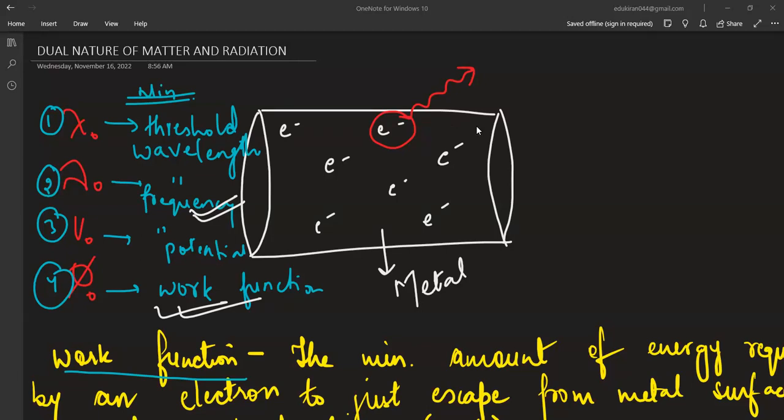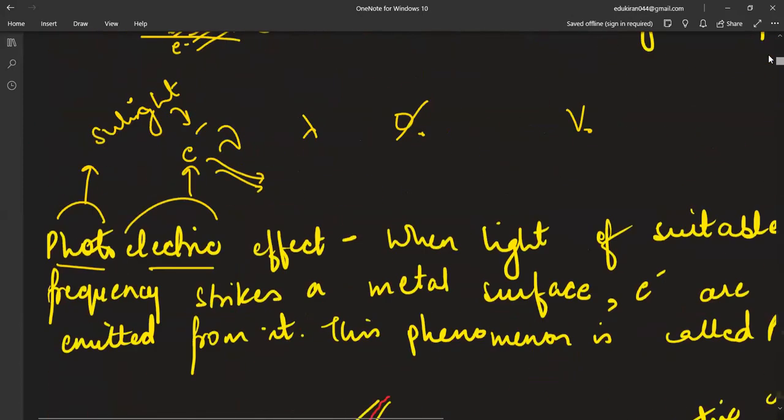All right. In the last class, I had told you some definitions about threshold wavelength, threshold frequency, threshold potential, and the work function. Basically, all these are the minimum values that are required by a single electron to get ejected from a metallic surface. There were 4 media through which this could occur.